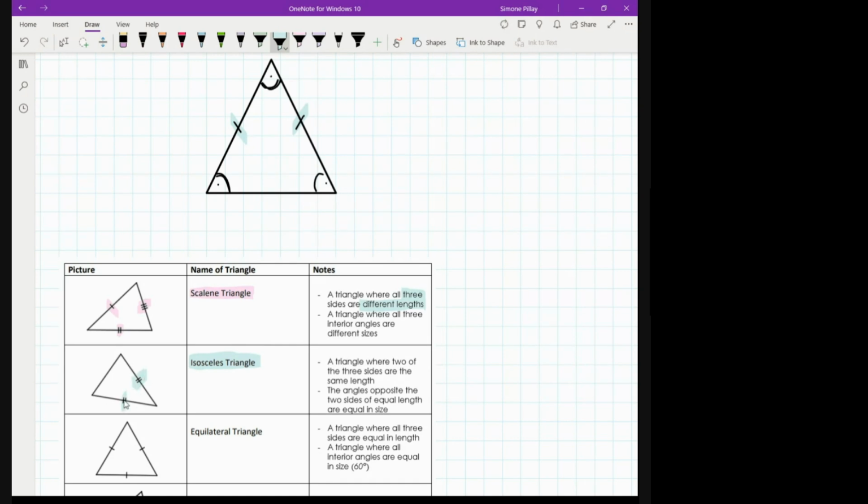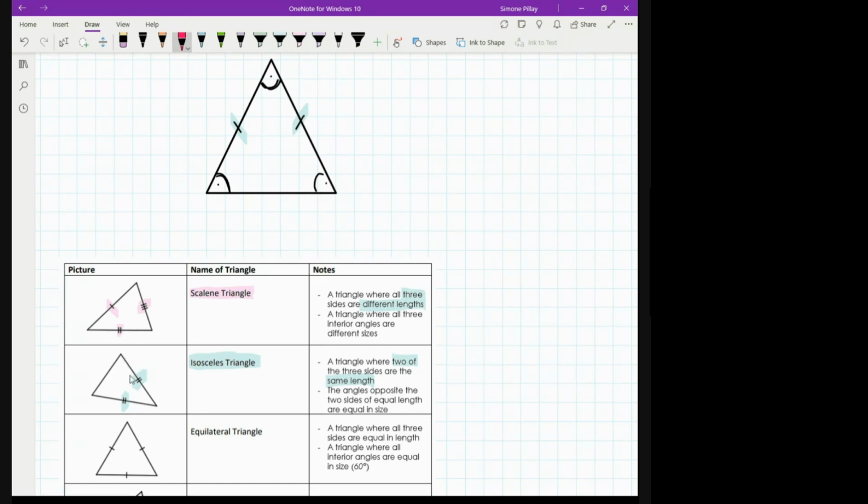Okay, isosceles triangle we have over there, and you'll see I have two markings that are the same, which leads us to the fact that two sides are the same length. Two out of my three sides are the same length, and based on the characteristics of an isosceles triangle, something you should know is that the angles opposite the two sides of equal length are equal in size.